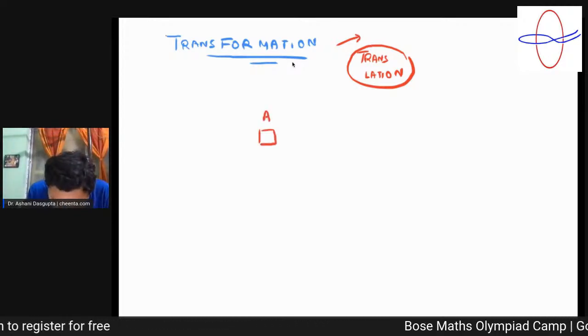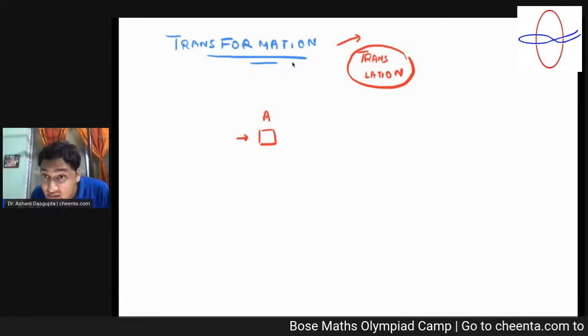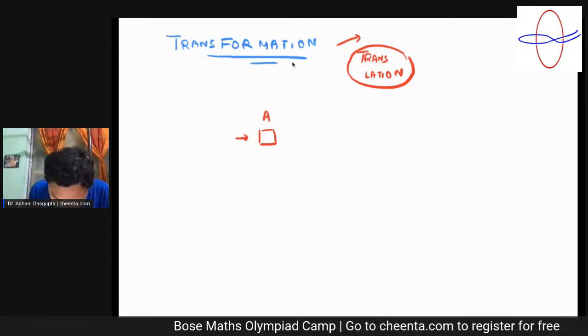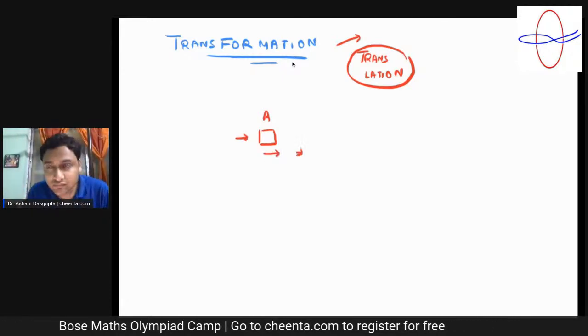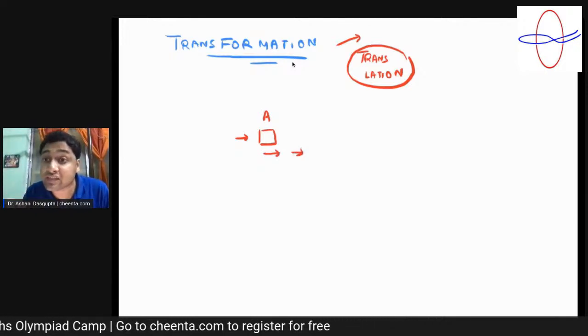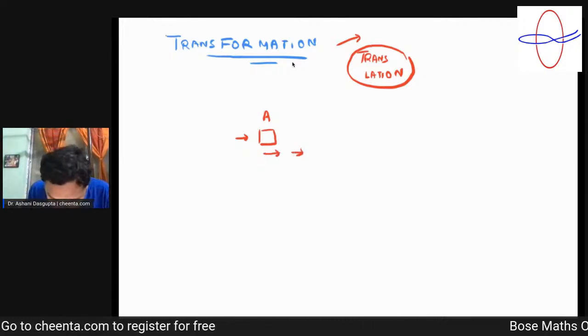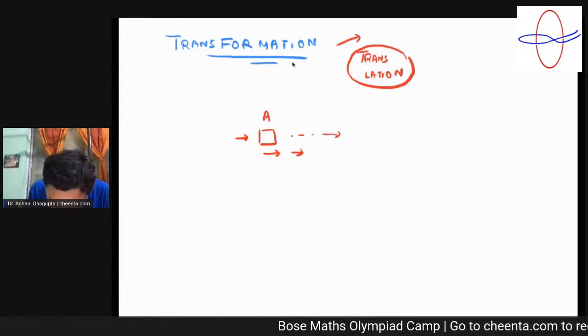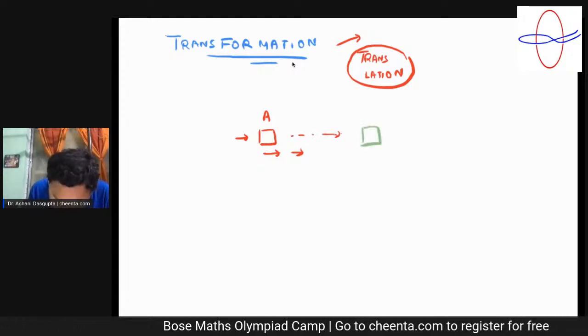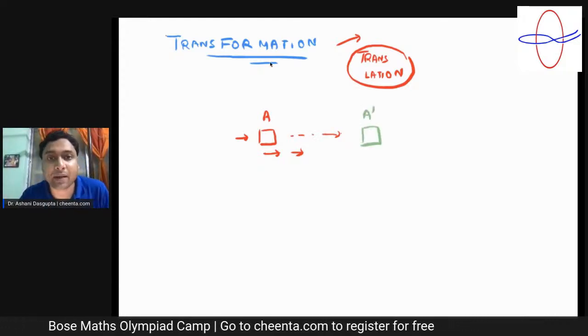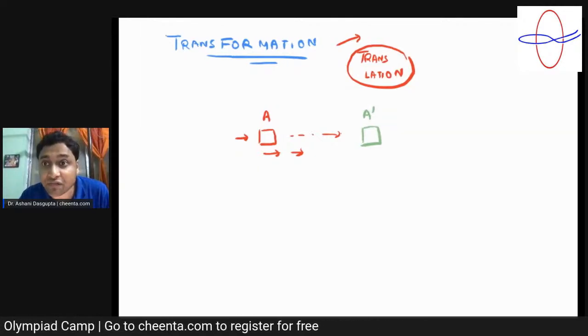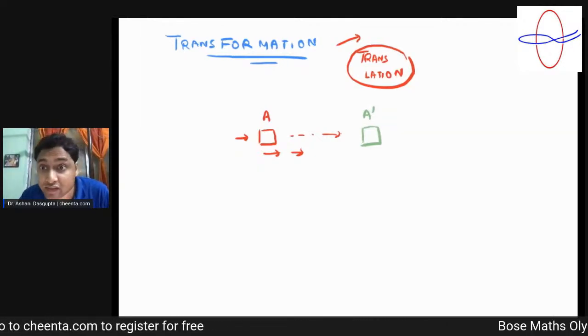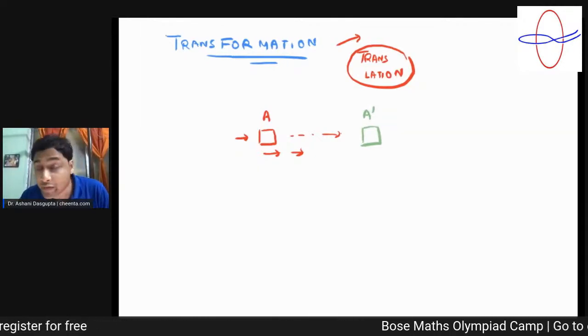Suppose you are pushing this object in a certain direction, maybe in this direction, and you are pushing it by 5 centimeters. So the final position of the object A, maybe I can draw this in green, is here. Let's call this A prime. That's the final position of this object A.